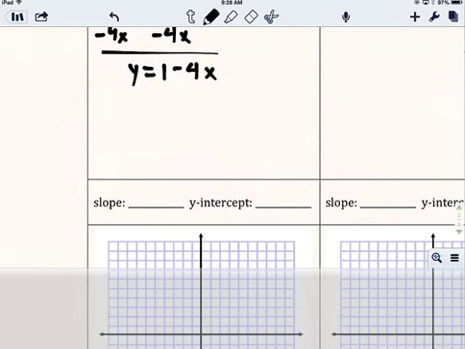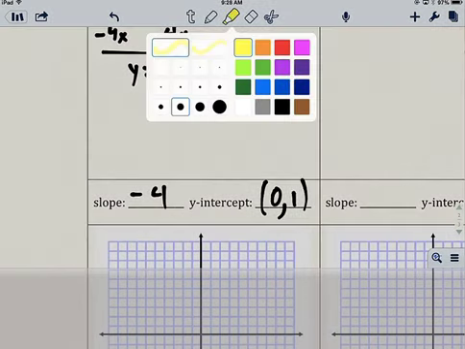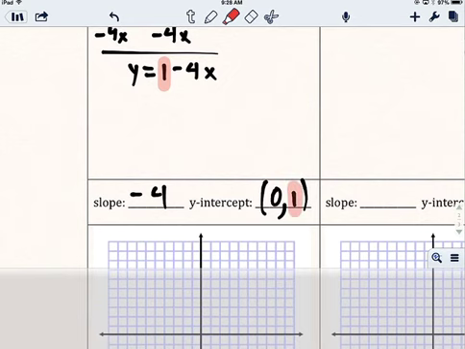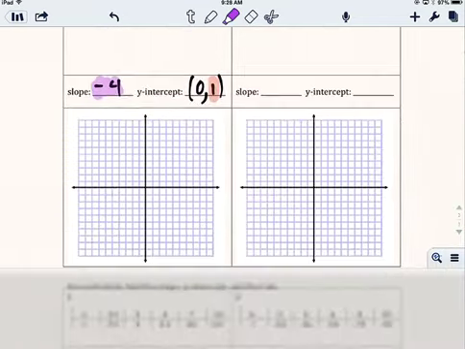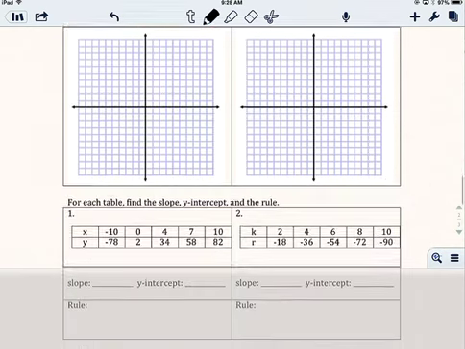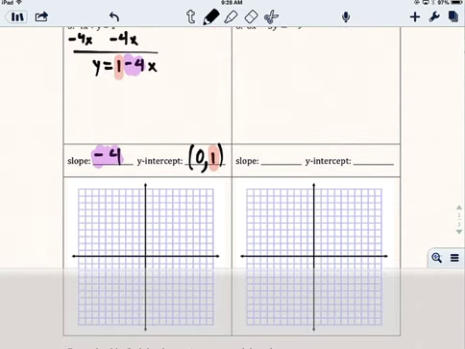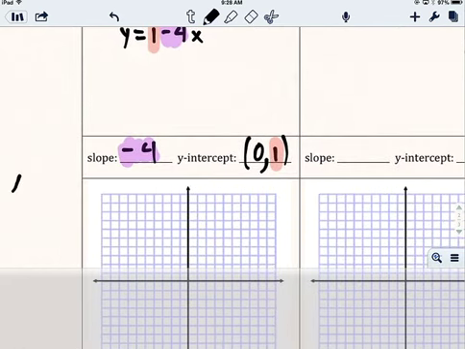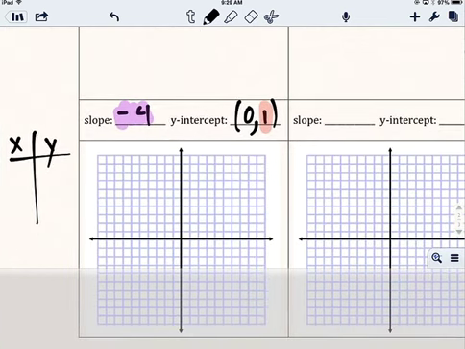The slope there is going to be the coefficient, which is -4, and the y-intercept is going to be the constant, which is 1, so that's 0, 1. And I can go ahead and highlight those if you'd like. There's the y-intercept, and our slope is -4. So let's go ahead and use the xy method here. If I'm thinking about x's and y's, I don't have to worry about division because my slope is a whole number. I'll just do -2, 0, and 2, and we'll see what we get.